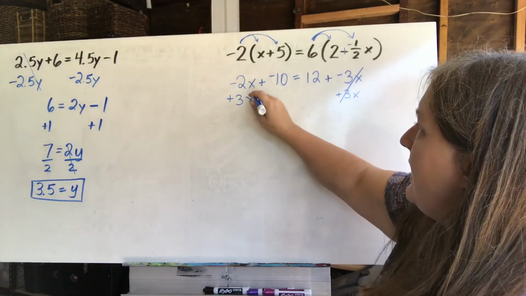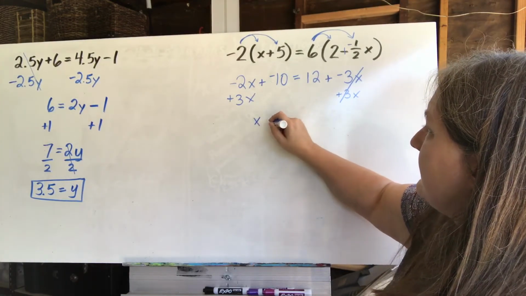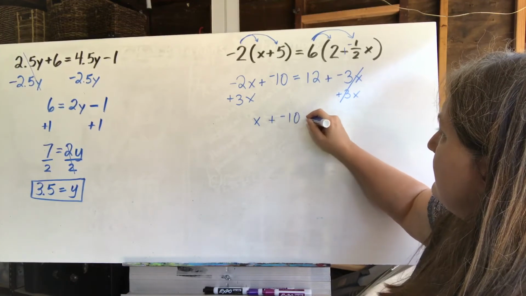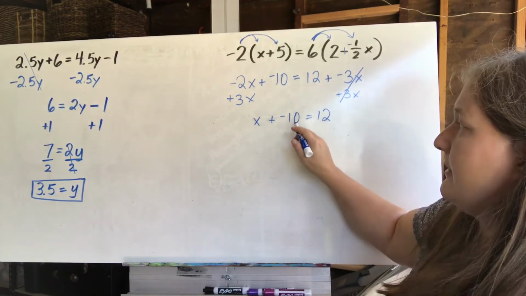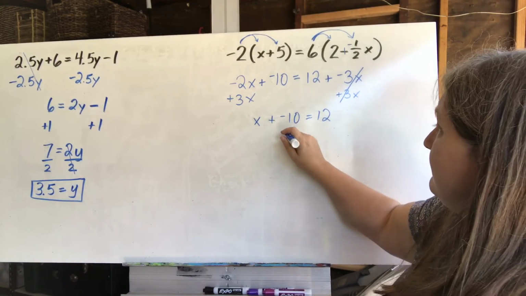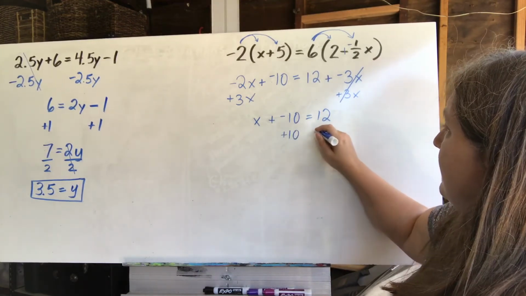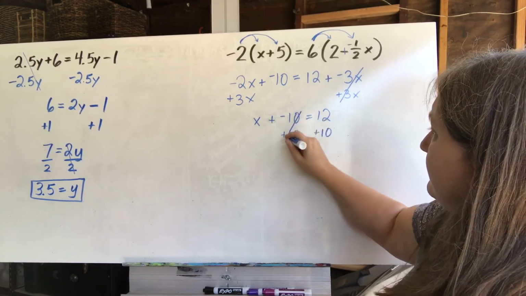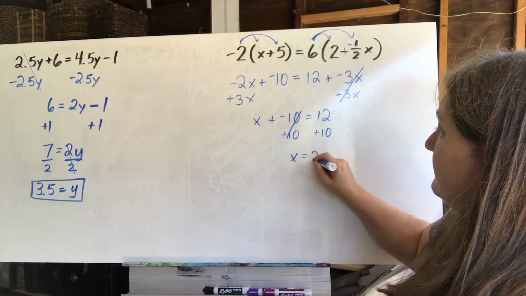That cancels out here, and here I'm left with now just a single x plus negative 10 equals 12. Now I'm going to get rid of this negative 10 by adding positive 10. And I get x equals 22.